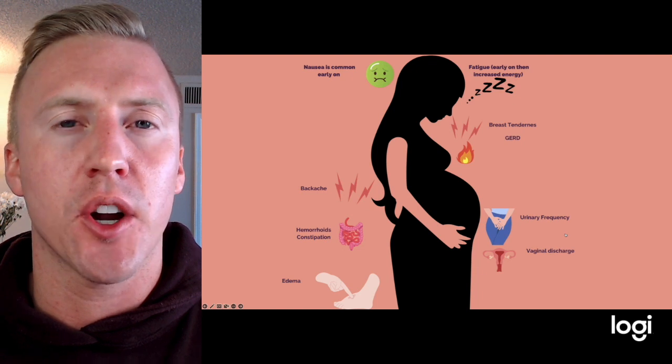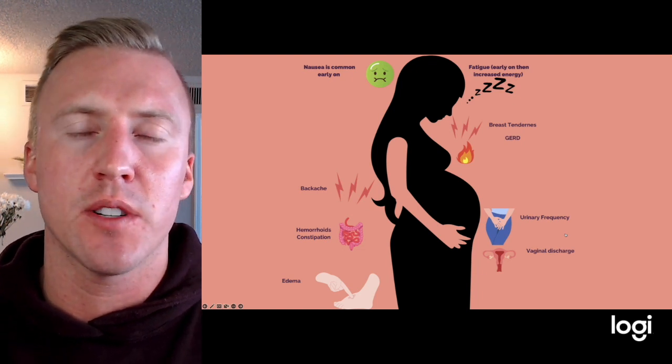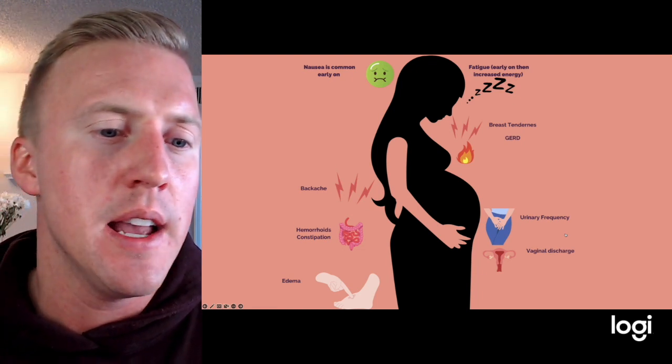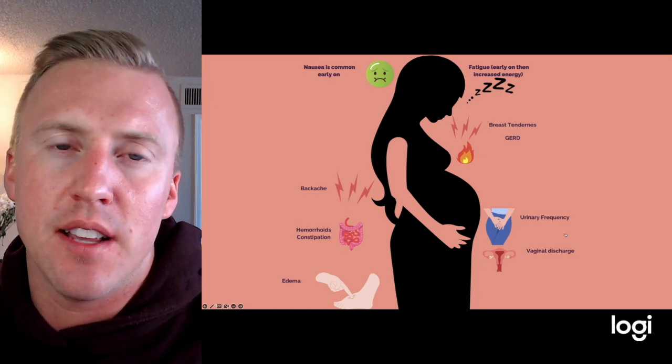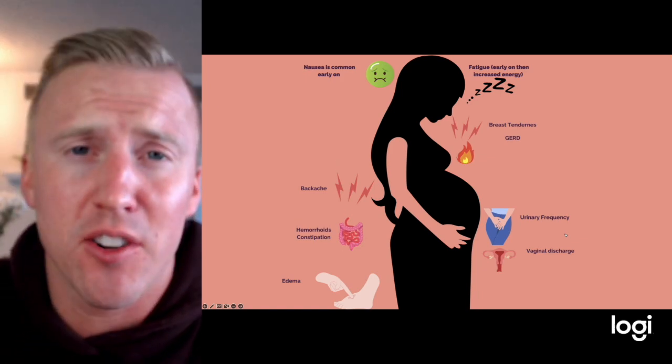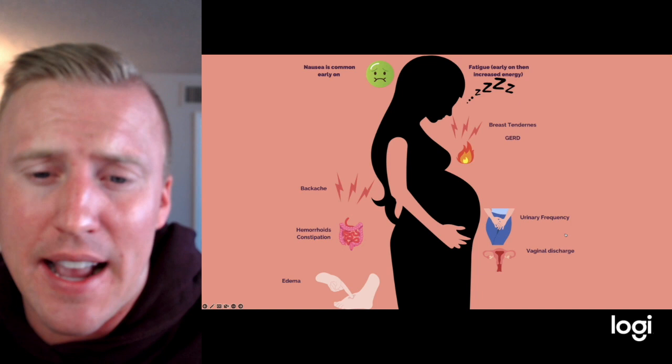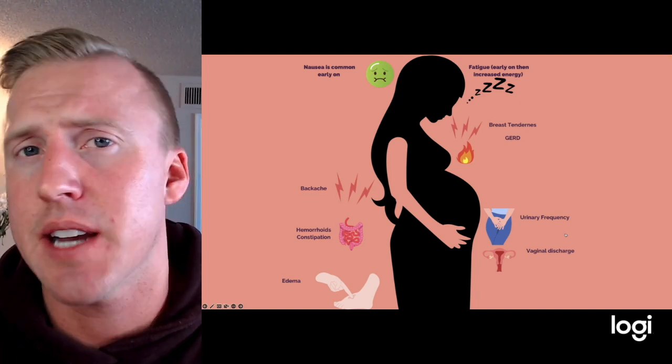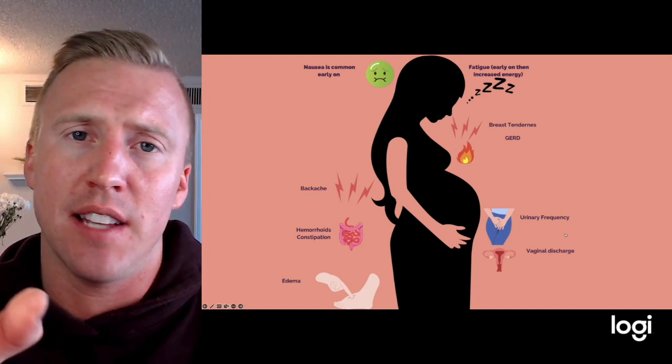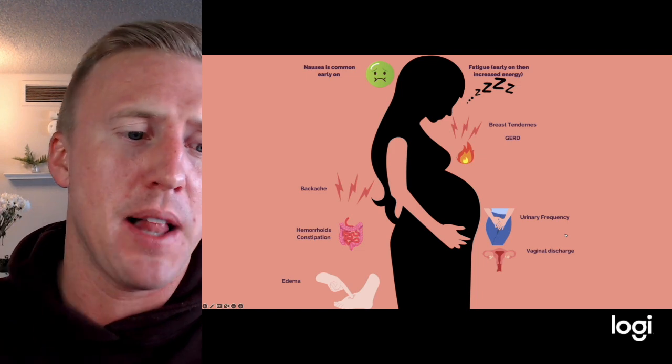We can see a lot of GERD just because we get relaxation of that lower esophageal sphincter from the progesterone. Backache is because we know our pelvic girdle is really relaxed here, so we might get some of those backaches. Urinary frequency, we kind of talked about that, but the way that our uterus is actually going to be changing shape and then pushing up on the bladder.